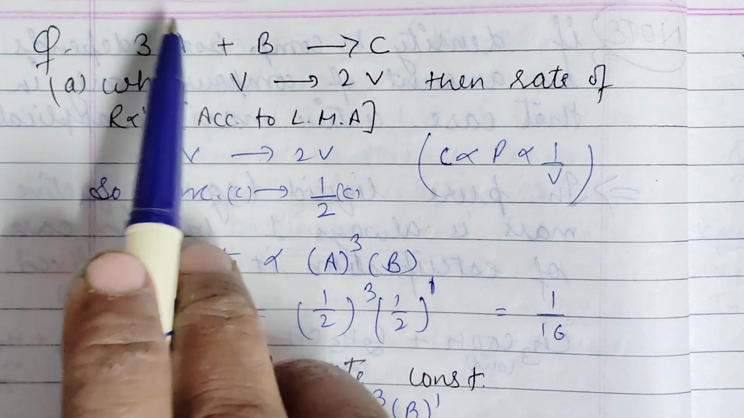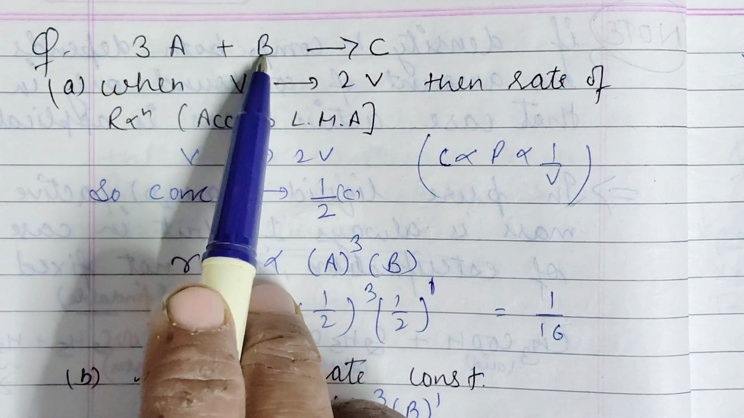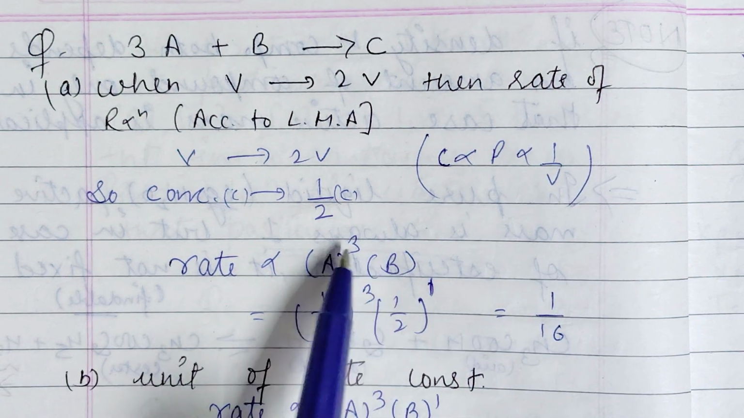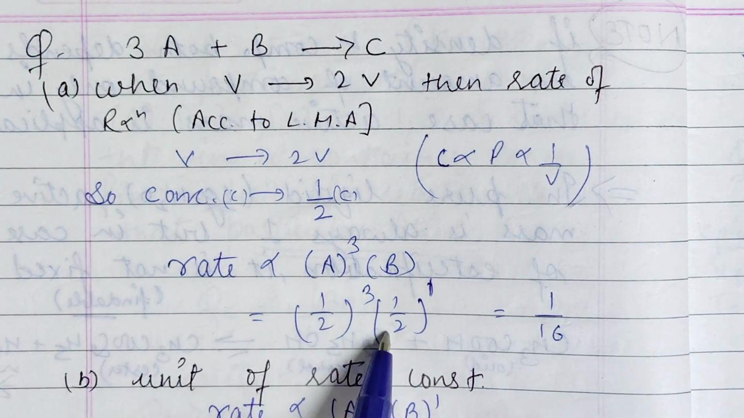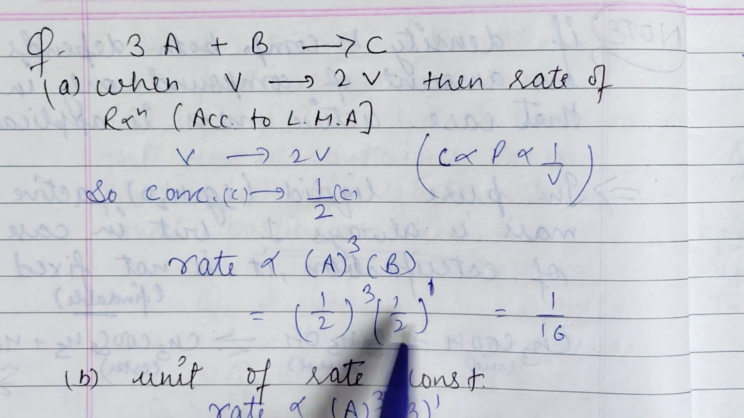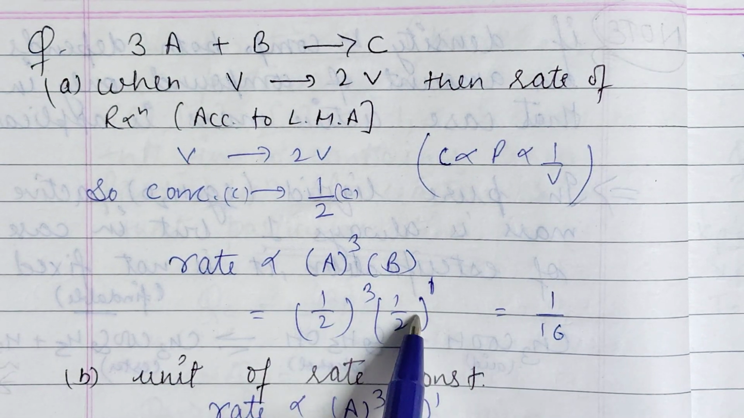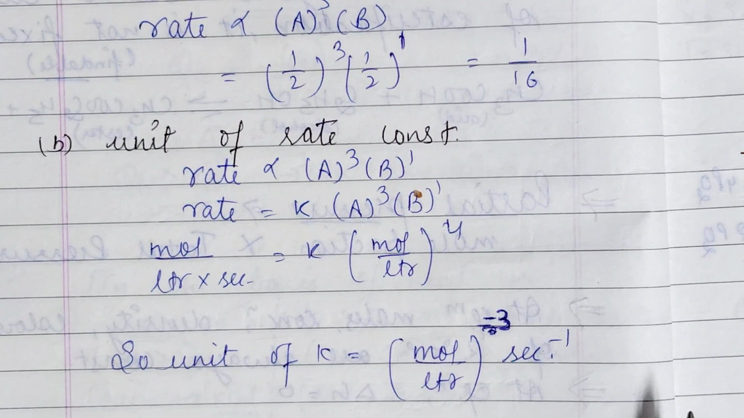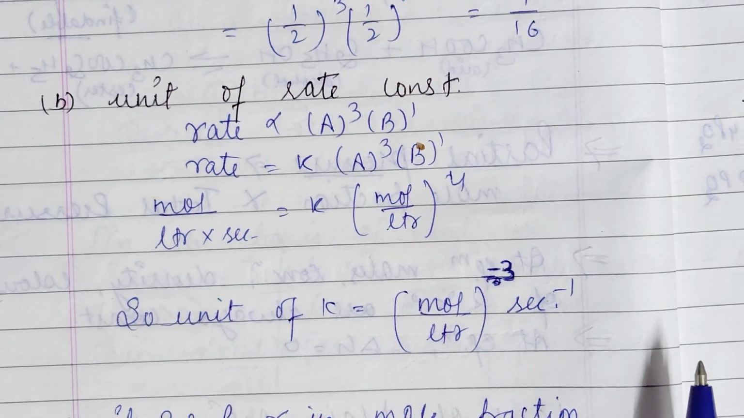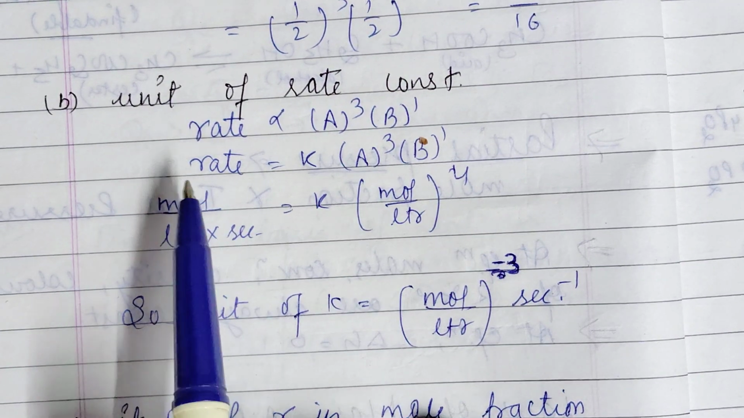Why A cube? Because there are 3 moles of A and 1 mole of B. So B power 1, A power 3 we write down. A concentration is 1 by 2, B concentration is 1 by 2, which gives us 1 upon 2 power 4, that means 1 upon 16. So this is the first part, we have found out one rate.